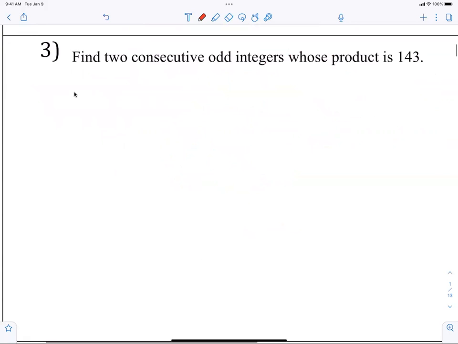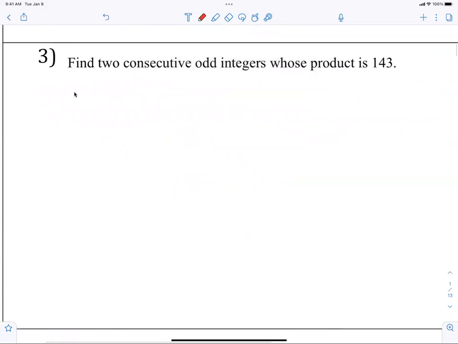All right, so let's move on. Number 3. Now, the numbers are small for a reason. I'm not interested in you mentally saying, well, I know the answer is 11 and 13 or negative 11 and negative 13. I know that too.